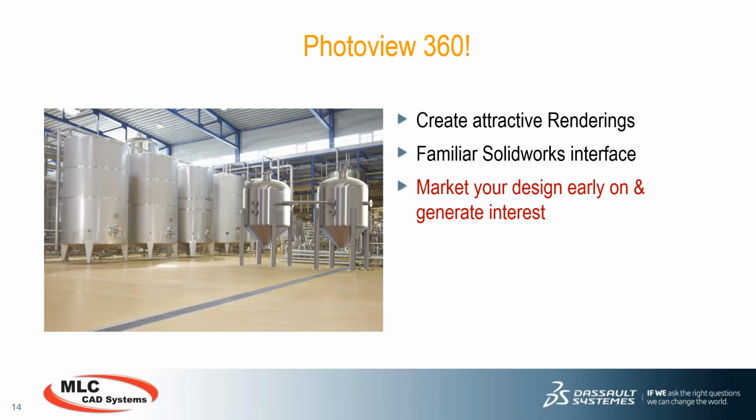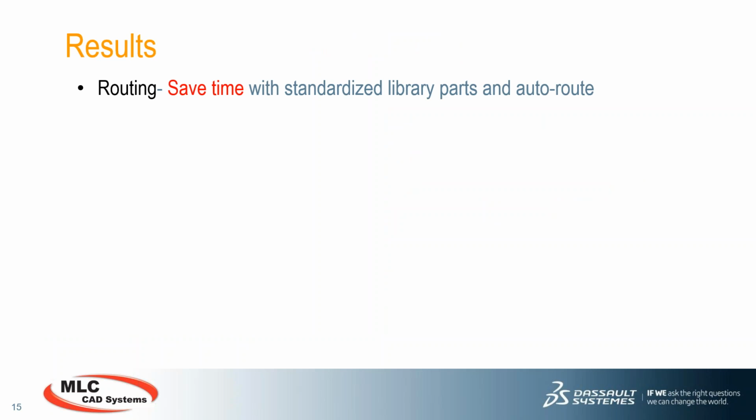So with all 5 of these tools complete in SOLIDWORKS, let's go ahead and jump back and take a look at what we've done. First, we use SOLIDWORKS routing to save time with a standardized library of routing parts and the auto route feature. So we didn't have to model our flanges. We just simply grabbed them from our standardized library, and we had auto route, which let us save time by automating the task of performing a sweep on our pipe.